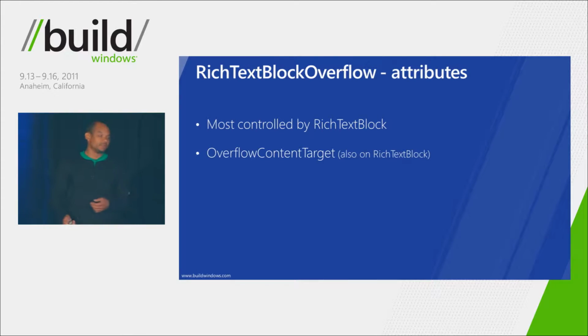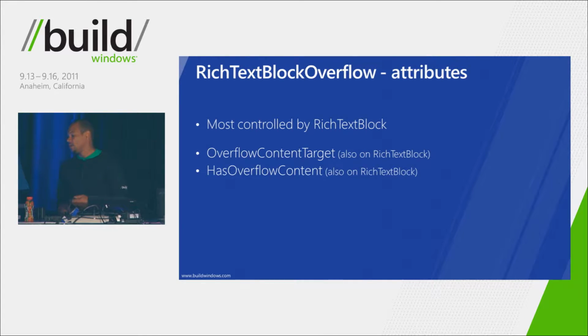There are two properties that you should know about on rich text block overflow elements. One is the overflow content target property, which I mentioned earlier. This says what element any extra content will flow into. And has overflow content says whether this element actually has content to overflow into another element.